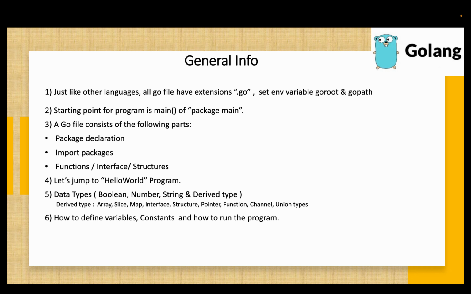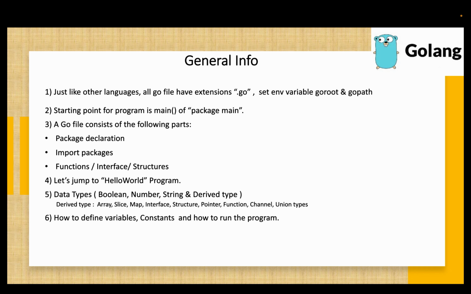Booleans are true and false. For numbers, you have integer and float, and numbers can be signed or unsigned. A string is a value encoded in double quotes. And derived types are array, slice, map, interface, and structure. We will see those later on.